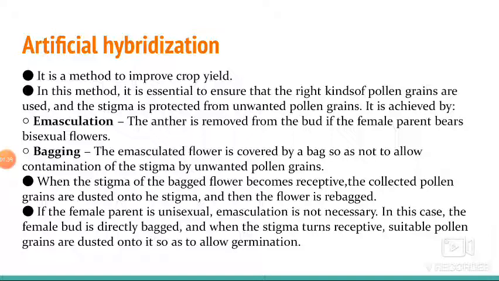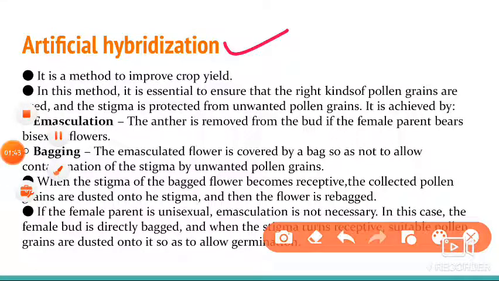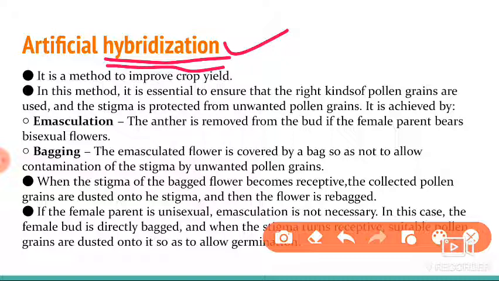And now coming to the next one, that is artificial hybridization. First we should know the meaning of the word hybridization. It is nothing but the production of hybrids. Don't go through the chemistry definition, just remember how it is in biology. Hybridization is nothing but the production of hybrids.